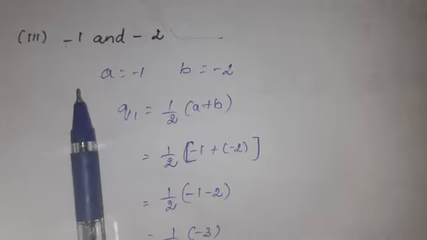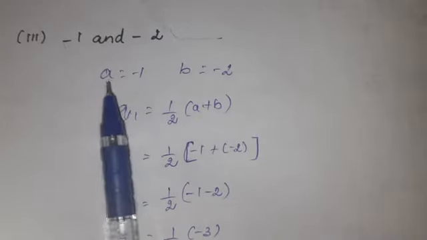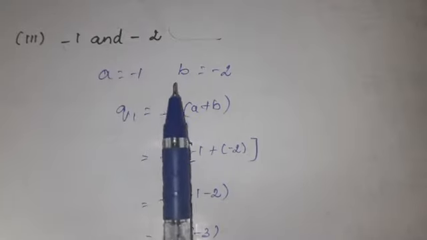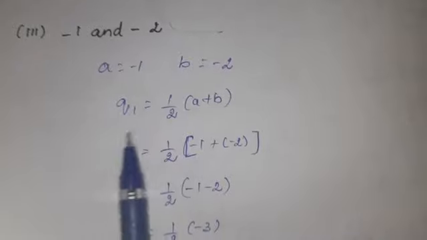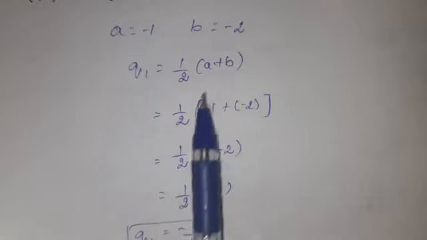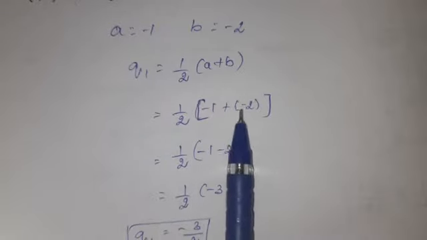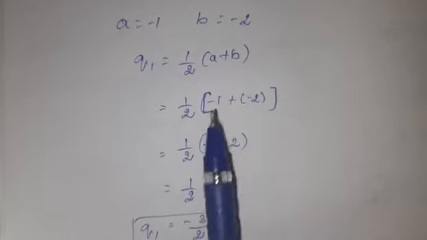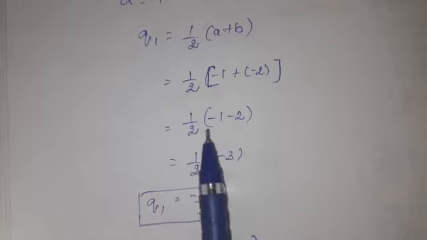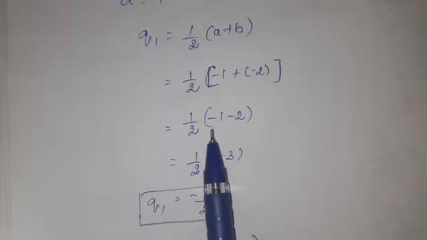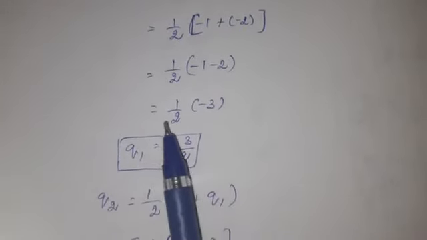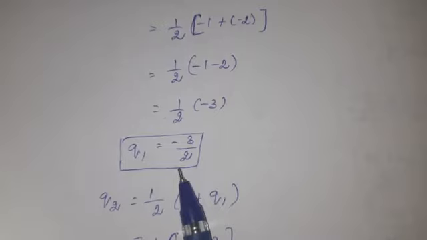Third question, -1 and -2. Here I am using the formula. First you should write A is equal to -1, B is equal to -2. Q1 is equal to 1 by 2 into A plus B, is equal to 1 by 2 into A value is -1 plus B value is -2, is equal to 1 by 2 into -1 plus -2. Both are negative now, so you can add: -1 minus 2 is -3. Therefore, Q1 is equal to 1 by 2 into -3 is -3 by 2.